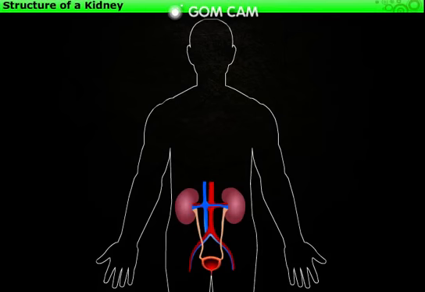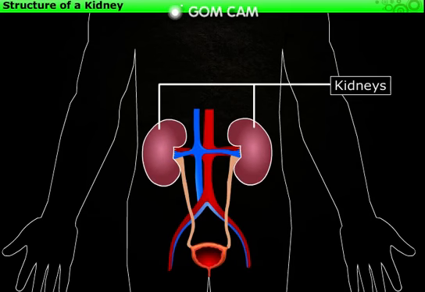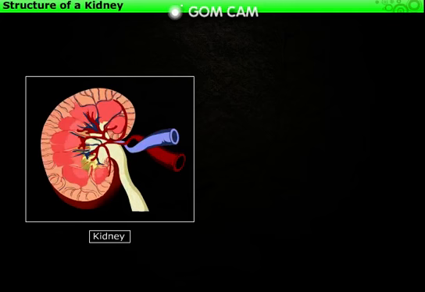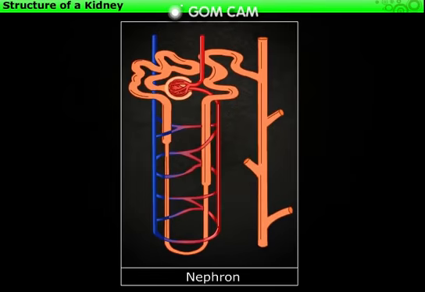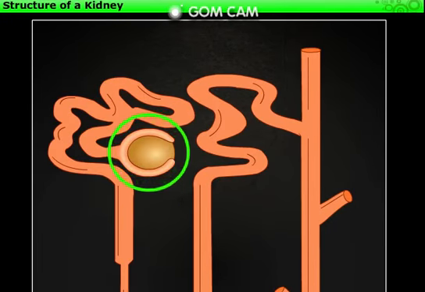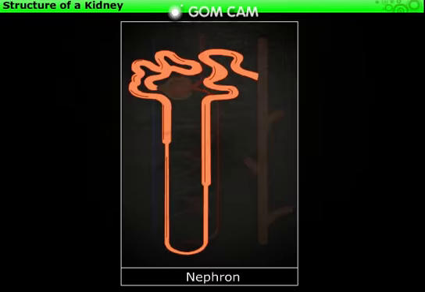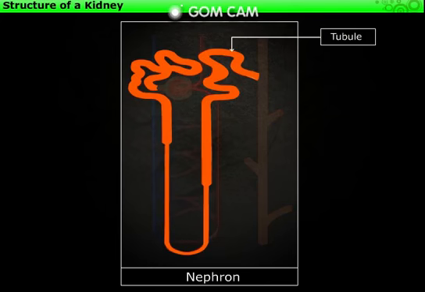Structure of a kidney. We have a pair of bean-shaped kidneys, located in the abdomen, one on either side of the backbone. It is one of the excretory organs, which produces urine. Each kidney consists of millions of filtration units, called nephrons. A nephron consists of a cup-shaped structure, called Bowman's capsule, and a long, coiled tubule.